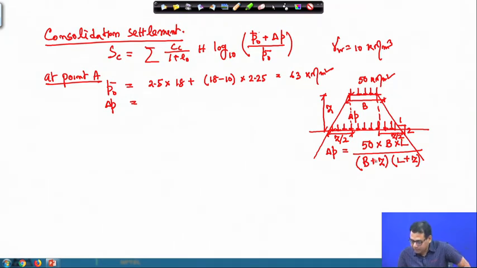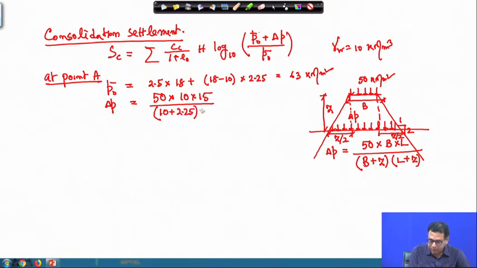Okay. So, that means here total stress will be 50 into B into L divided by B plus Z into L plus Z. Similarly, for the length direction same thing will happen. Now, if I use these things, then our del P will be 50 into 10 into 15 divided by, it is 2.25 meter below the base. So, this will be 10 into 2.25 divided by 15 plus 2.25. So, this value is 35.5 kilonewton per meter square.